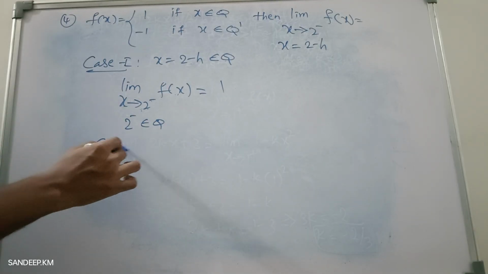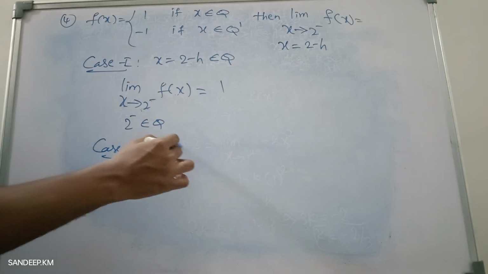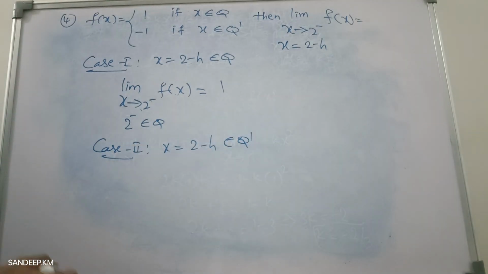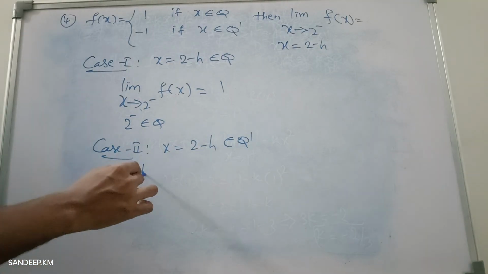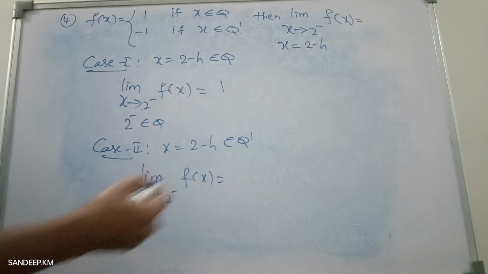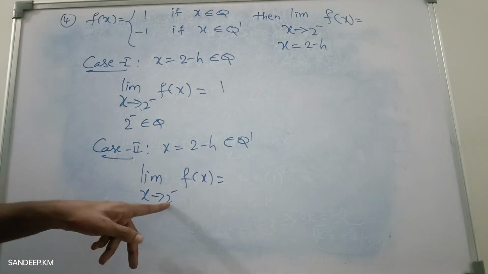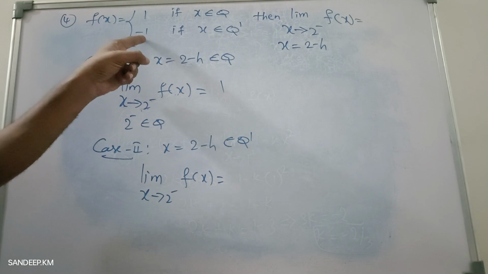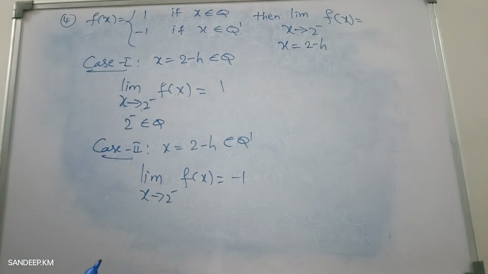Similarly, case 2. What is case 2? What if x equal to 2 minus h is an irrational number? Then limit x approaches 2 minus f of x is equal to what, dear students? X approaches 2 minus and that number is an irrational number. Then f of x is equal to what? Minus 1.